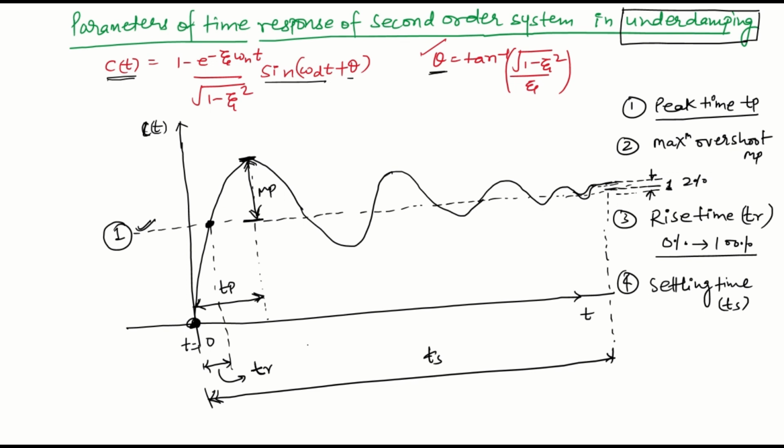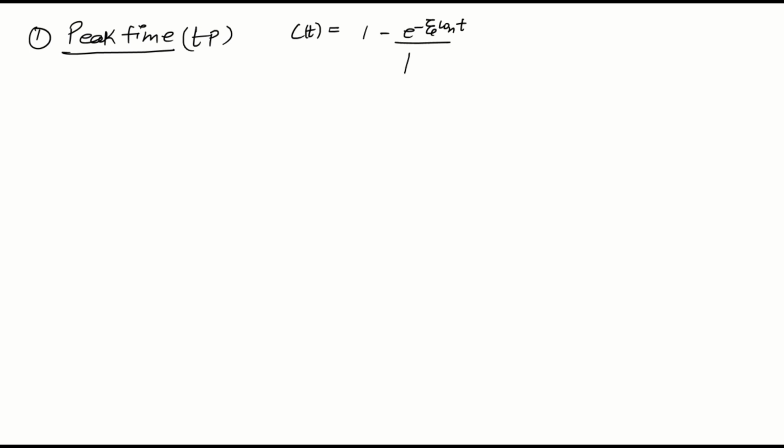So we will determine all these parameters: the peak time, maximum overshoot Mp, rise time Tr, settling time Ts, for this second order system in the underdamping case. Let us first derive the expression for the peak time. So first is peak time, denoted as Tp. Now the expression for the response C(t) is given by C(t) equal to 1 minus e raised to power minus zeta omega n t divided by square root of 1 minus zeta square, sine of omega d t plus theta.